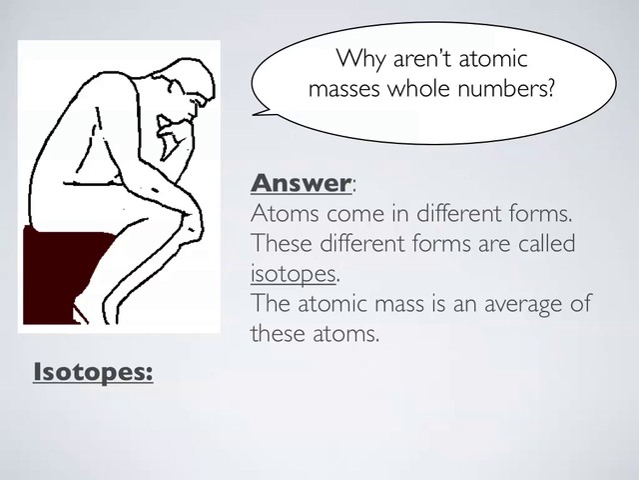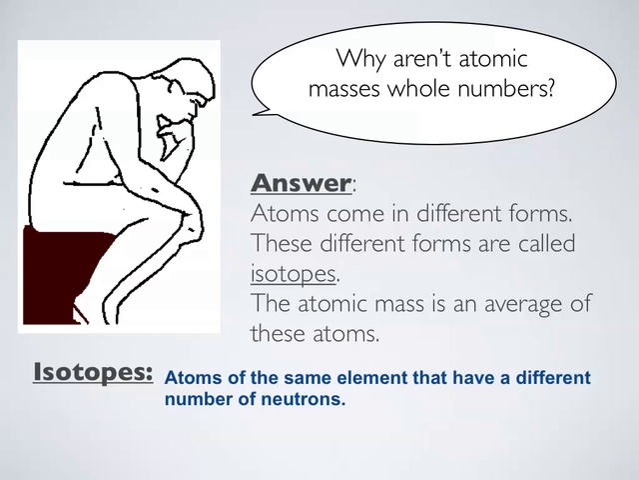So what can be different then? The atomic mass. And if the atomic mass is different, it's because they may have different numbers of neutrons. We call those isotopes. An isotope is an atom of the same element, but with a different number of neutrons.